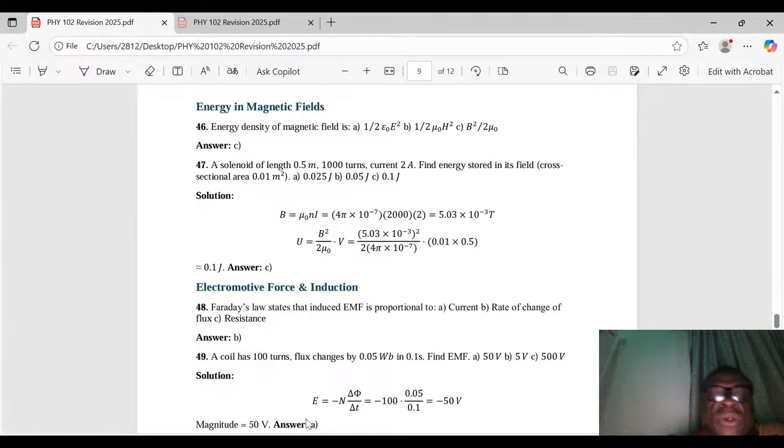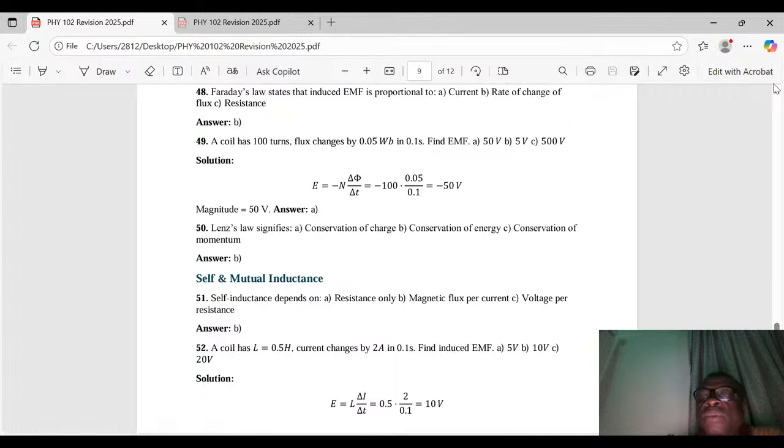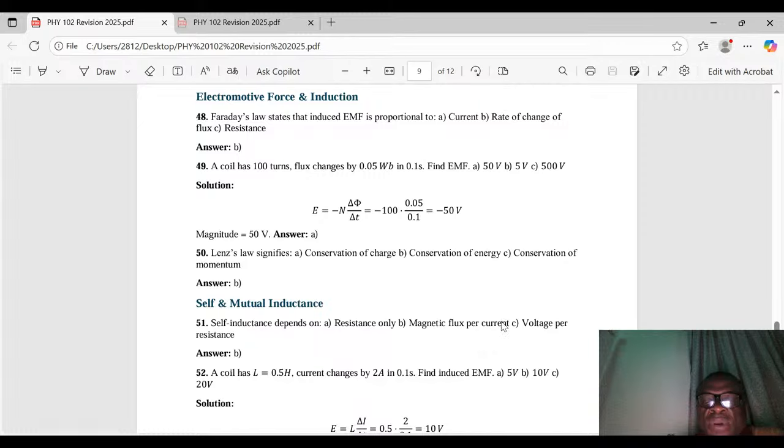Electromotive force and induction. What is Faraday's law? What does Faraday's law state? Faraday is the father of electricity. So that is 48. Faraday's law states that the induced EMF is proportional to A, current, B, rate of change of flux, C, resistance. The answer is B, the rate of change of flux.